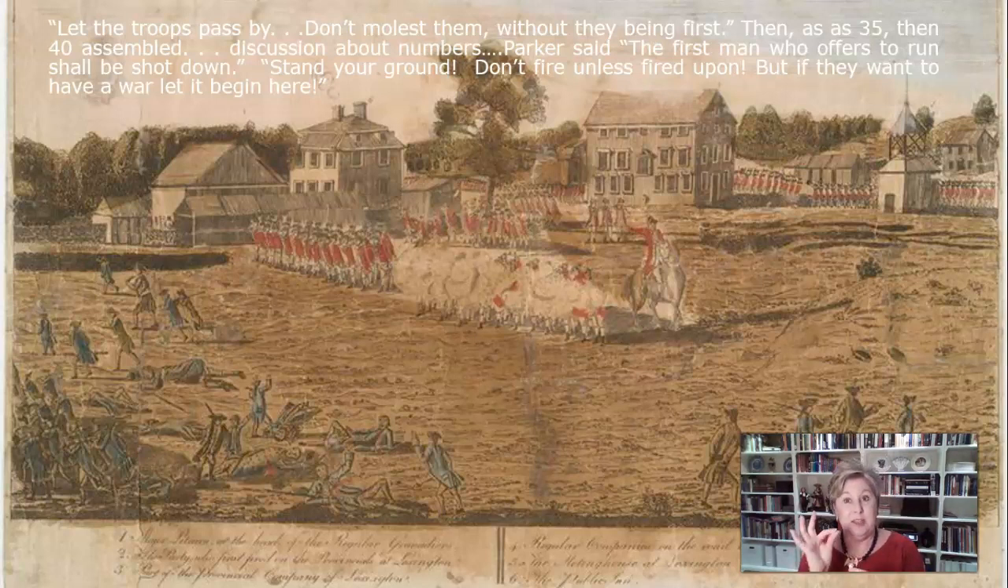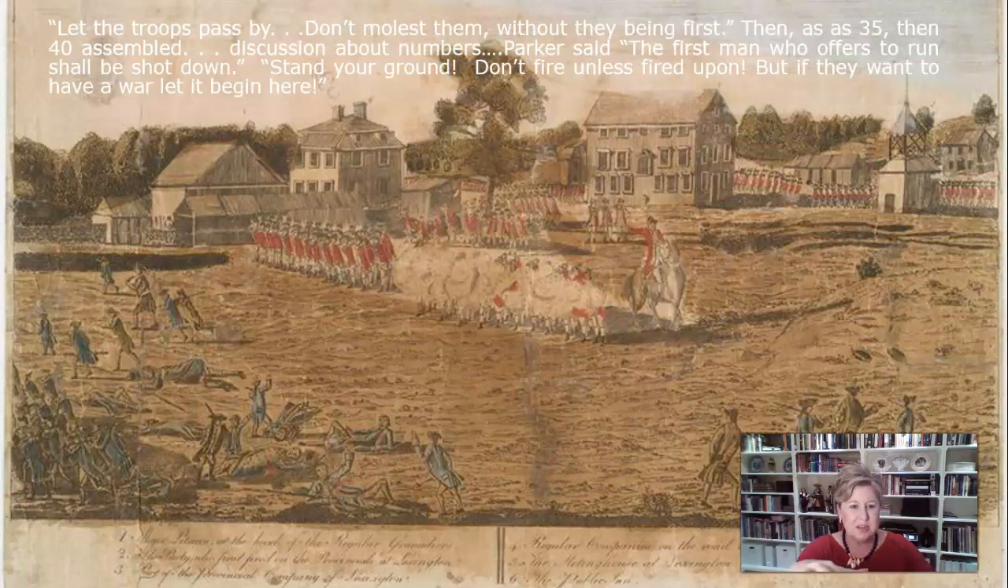But what happened immediately after that single shot was that the British regulars took that as a signal to fire. And so a volley rang out there on Lexington Common, hundreds of musket balls flying through the air. And in an instant, 7 of the colonial militia were dead there on Lexington Common.